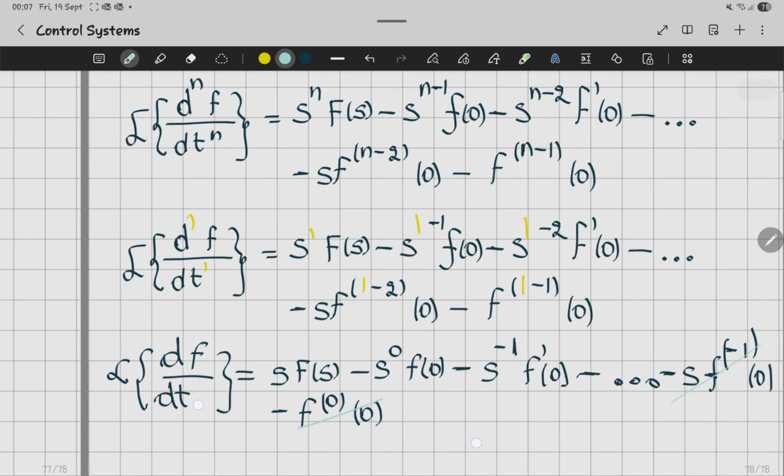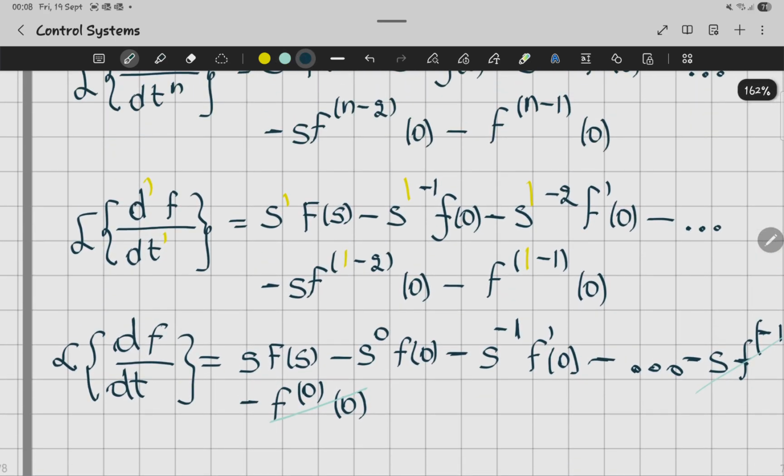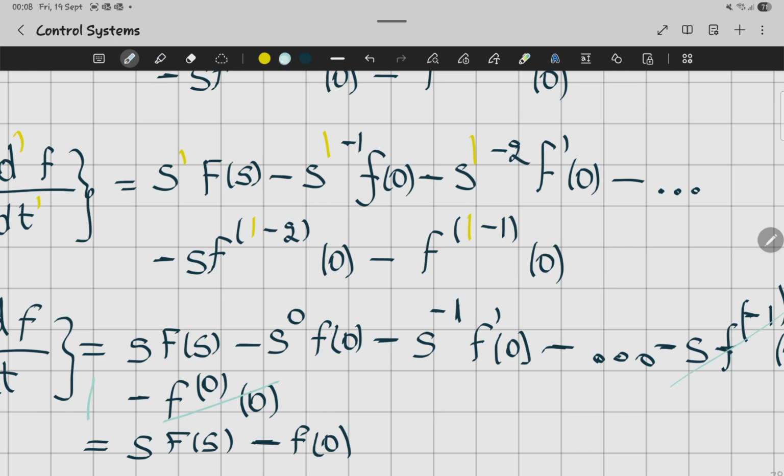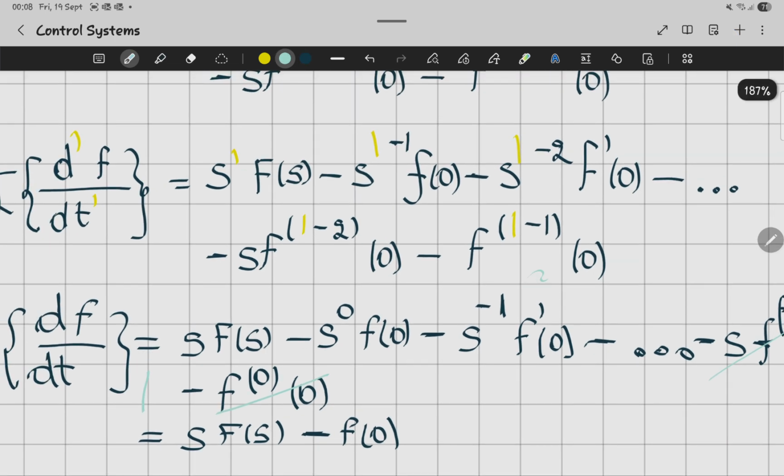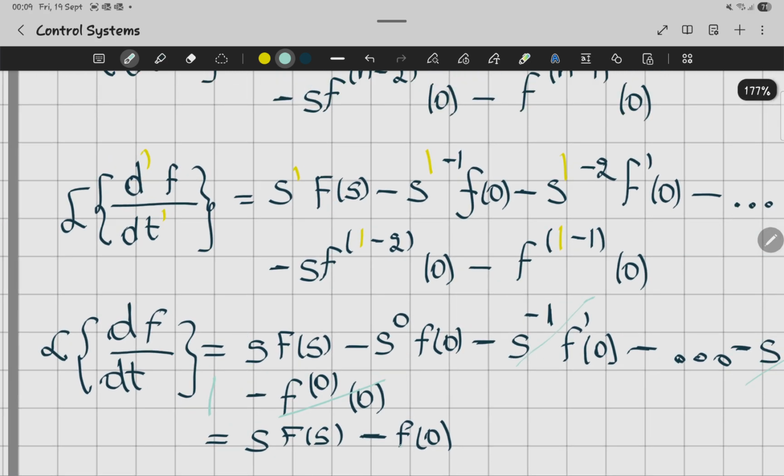Here we're going to remain with this equation: s F(s) minus f(0). This is what you're going to get. Since we're working with the first derivative, this negative power we're also going to reject. We don't need this negative power, so we're only going to keep the form that you see down here.